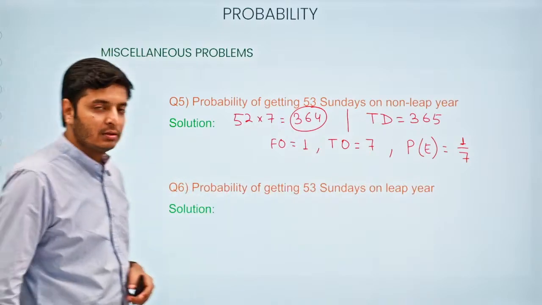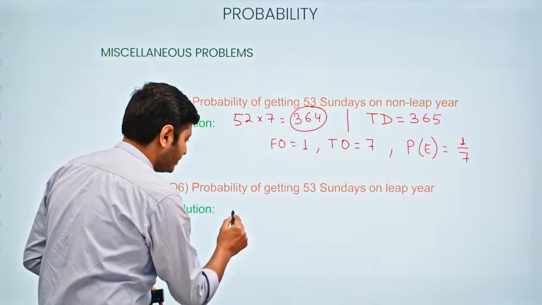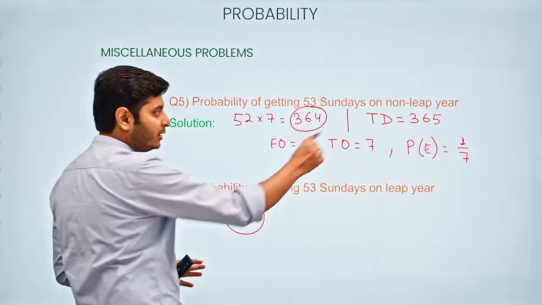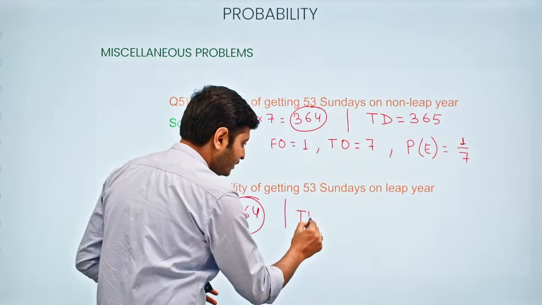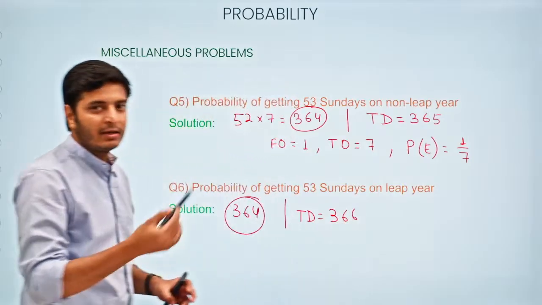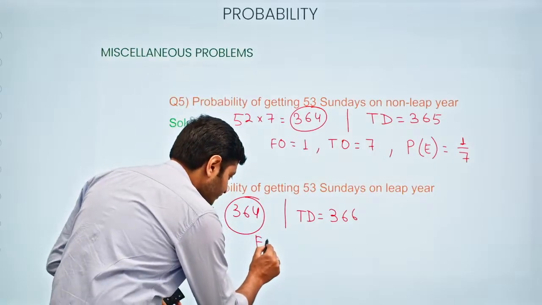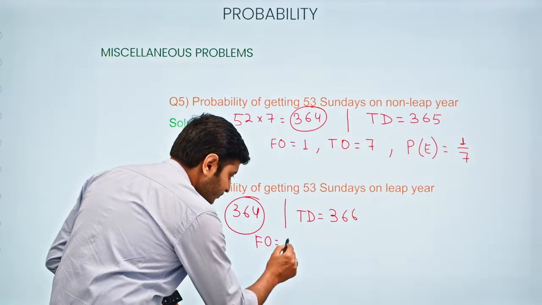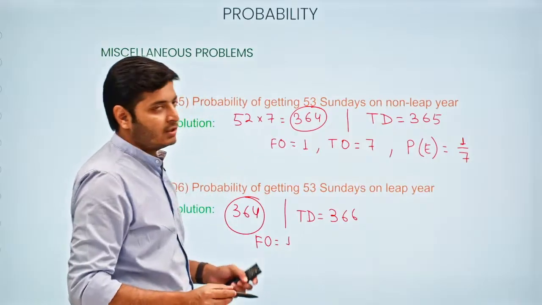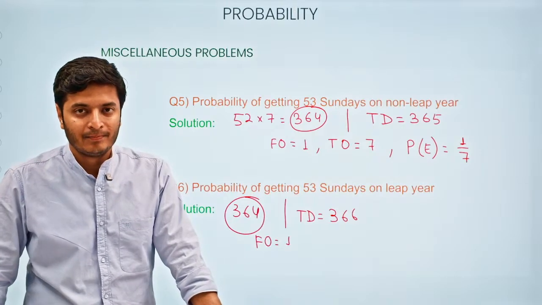In case of a leap year, this calculation will remain the same. So 364, okay. But the total days here are 366. One extra day, correct? So then the favorable outcomes are: either the first day can be Sunday or the second day can be Sunday, correct?